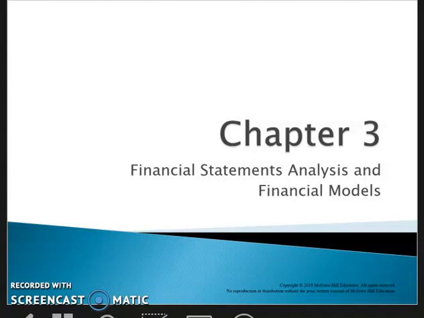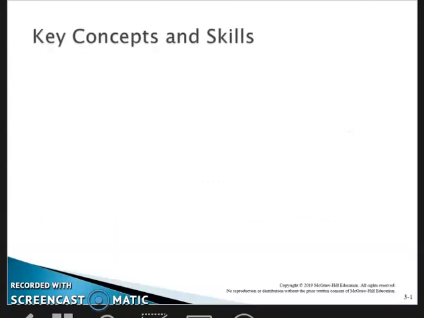Okay, chapter three, financial statements analysis and financial models. So we're going to do a lot of the things that you hopefully did during Finance 3301. We're going to delve deeper into financial statement analysis, financial ratio analysis, the DuPont identity, and so forth. Then we'll introduce some new ratios and talk about those as we move forward.